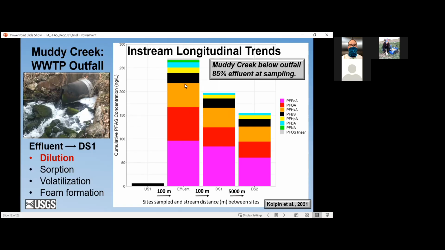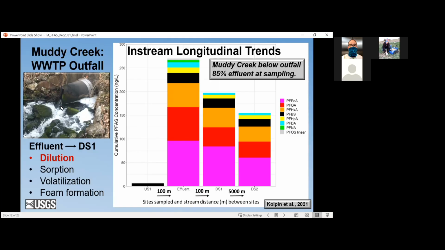Now, in this first 100 meters from the outfall to below, you see there is in fact a substantial decrease in concentrations. And most of this decrease is simple dilution from mixing of the native upstream water, which had very, very low concentrations of PFAS. But not all of this decrease can be explained by simple dilution. There are other processes taking place. We can't quantify these processes, but whether that's absorption to sediment as that effluent mixes with the stream water, volatilization, or even foam formation.